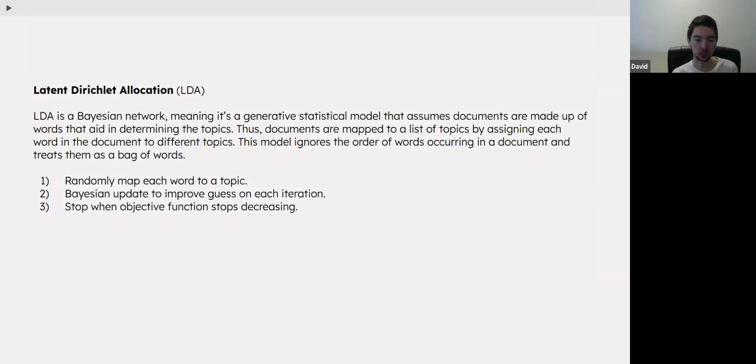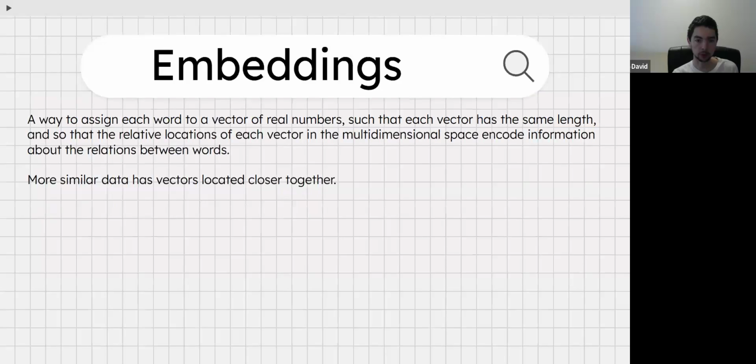In latent Dirichlet allocation, we're randomly assigning each word to a topic, and then based on the prediction, we can update the prediction, and we know which words are associated with each document, and so we can try to assign topics to documents. We're gonna skip this one.